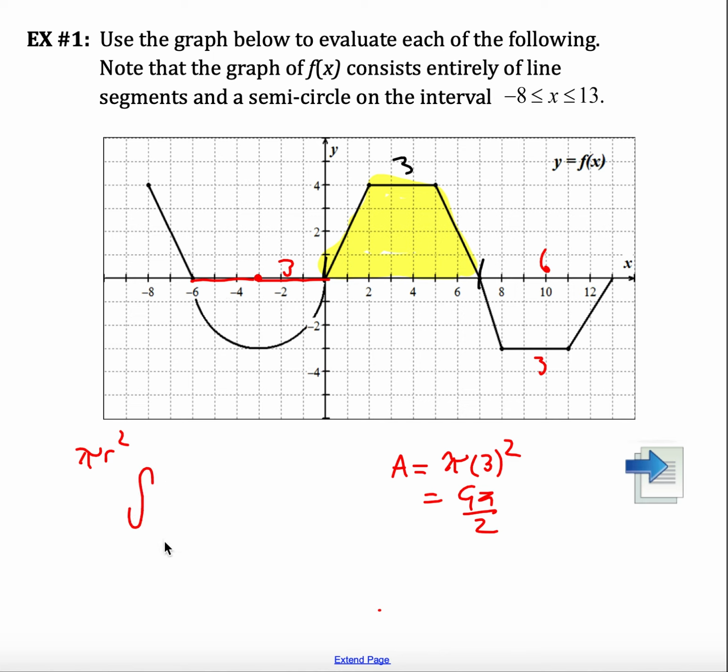So the integral from negative 6 to 0 of f of x dx is going to be equal to 9 pi over 2.